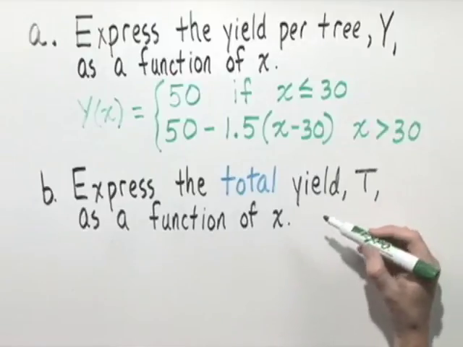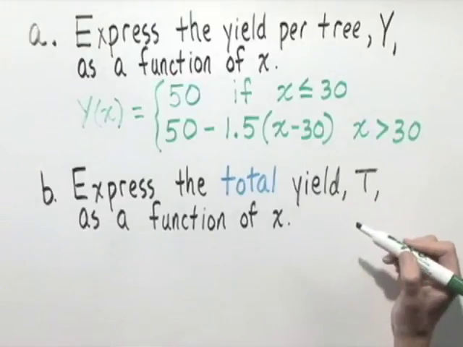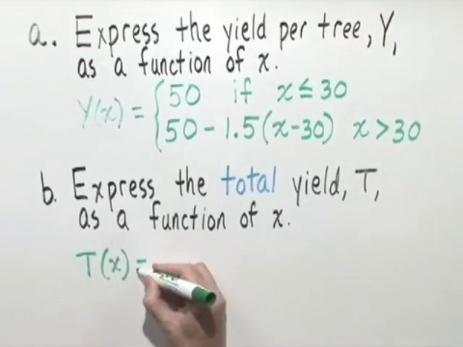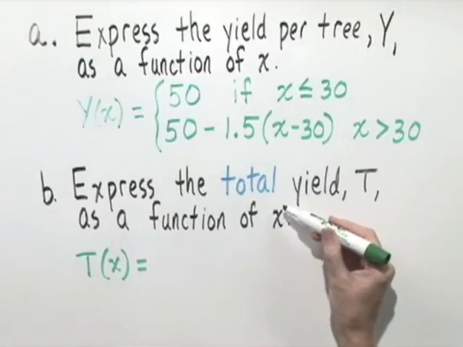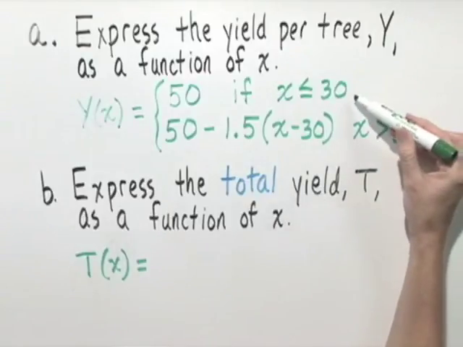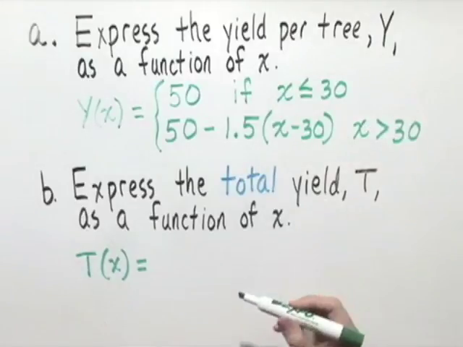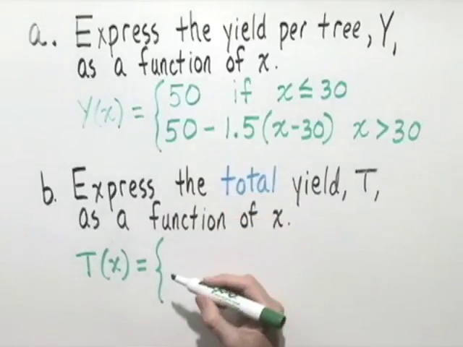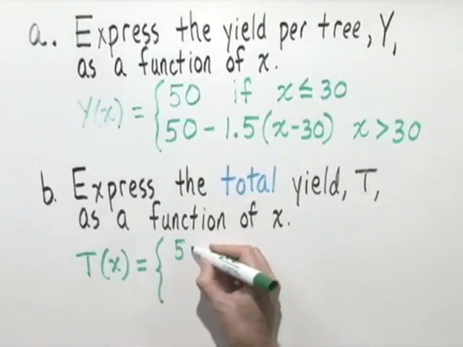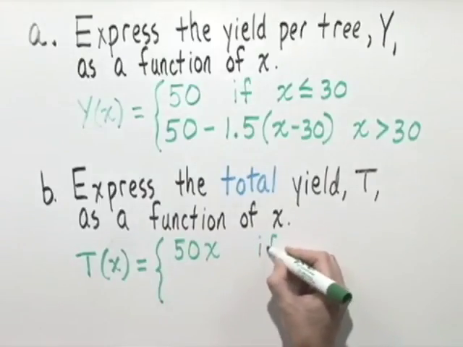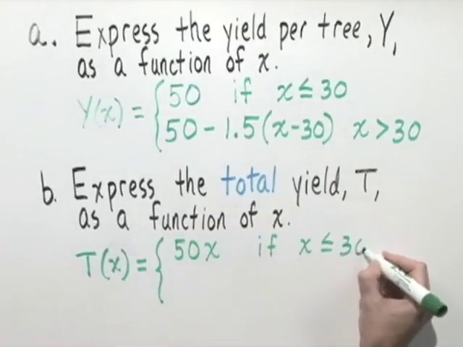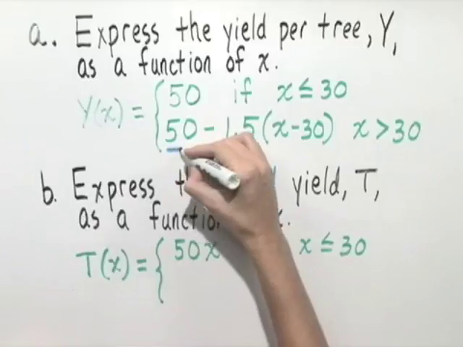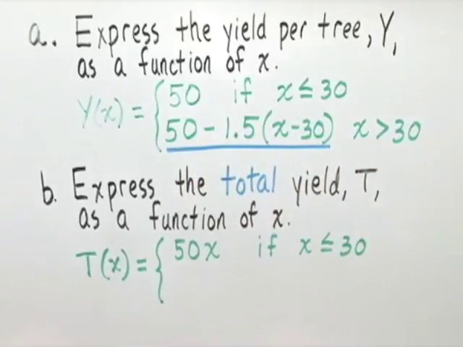Now in Part B, we're asked to express the total yield T as a function of x. So we'll have T of x. In this case, in order to get the total yield, we take the yield per tree and multiply it by x, the number of trees. So T of x for the first part of our piecewise function will just be 50 times x if x is less than or equal to 30.